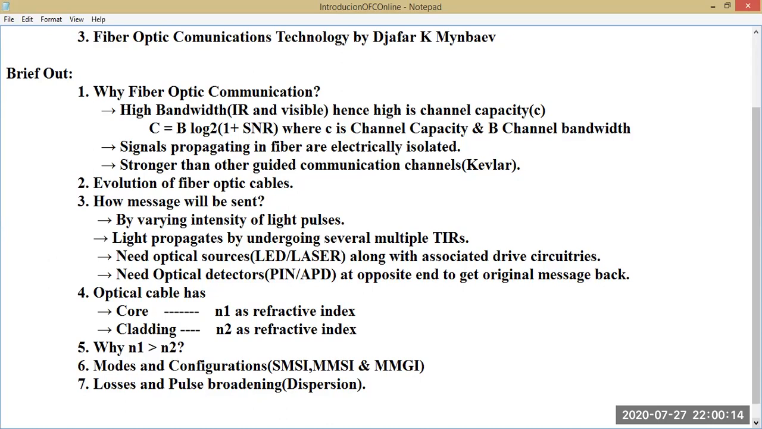In the optical fiber cable, we have three configurations: SMSI, MMSI, and MMGI. MMSI stands for multi-mode step index, SMSI stands for single mode step index, and the last one is multi-mode graded index fibers. Just remember that single mode graded index fiber is not available. It is impractical to design single mode graded index fibers.